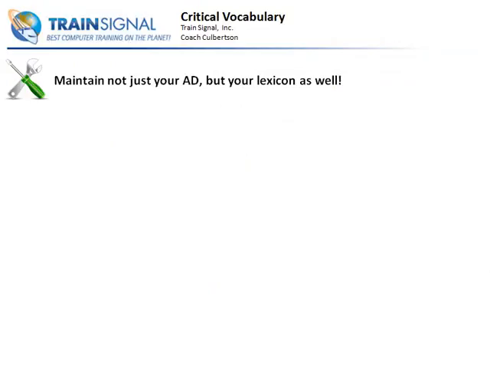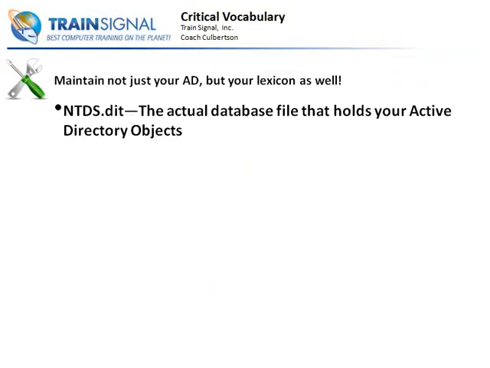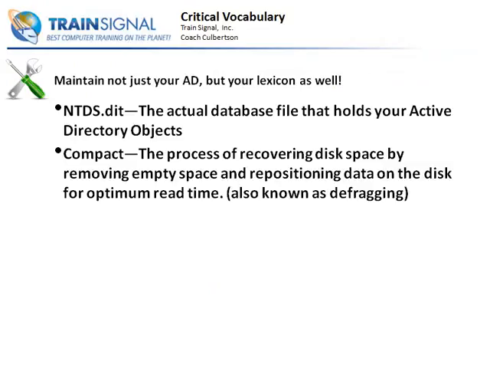All right, so here we go again with a few more vocabulary words. Nothing that extravagant here this time, just a few. First of all, remember that ntds.dit is the actual database file that holds your Active Directory objects. So I wanted to give you a quick reminder of that. The compact command for NTDSUtil is the command that starts the process to recover disk space by removing empty space and repositioning data on the disk for optimum read time. It's also known as defragging, and don't forget that the compact command actually does produce a new copy of the ntds.dit database.